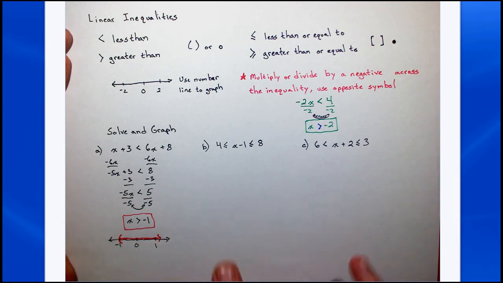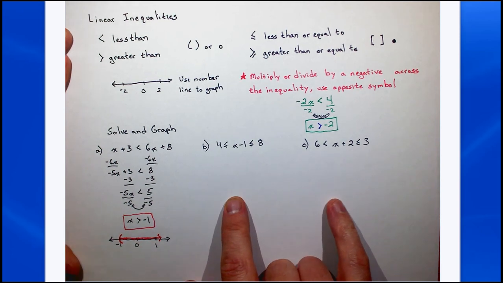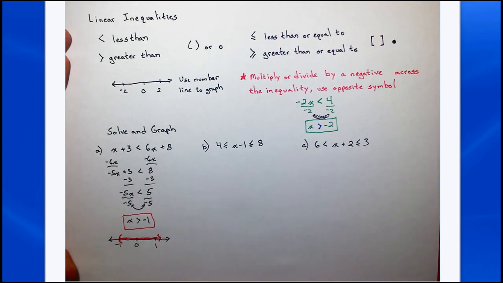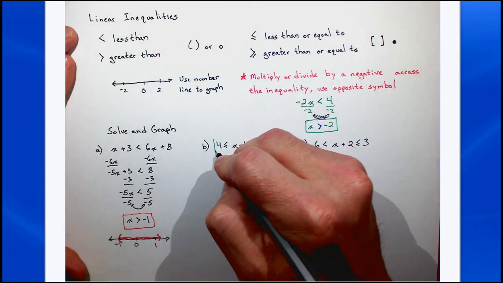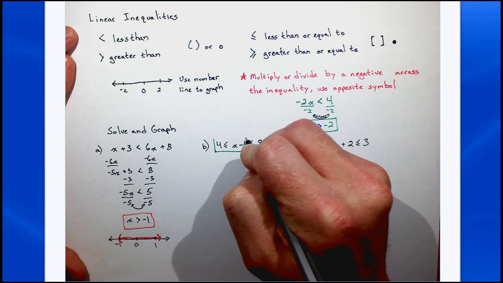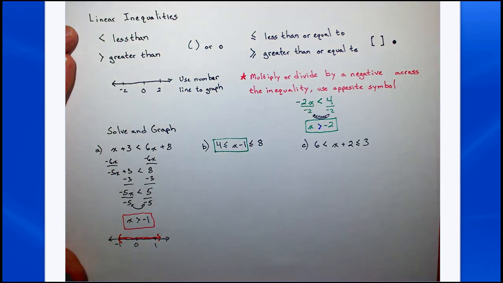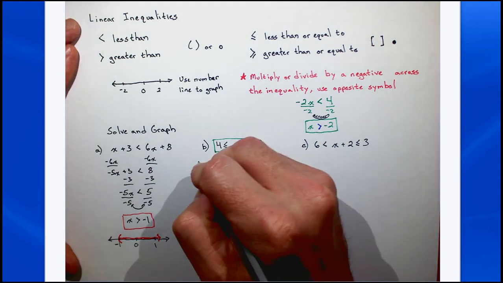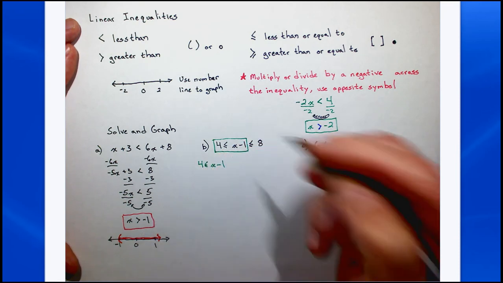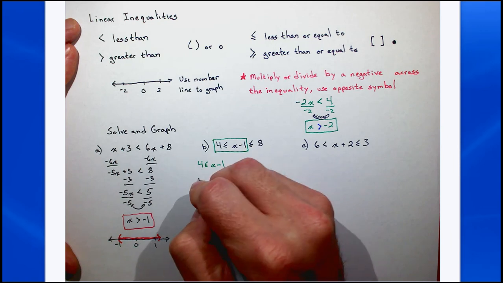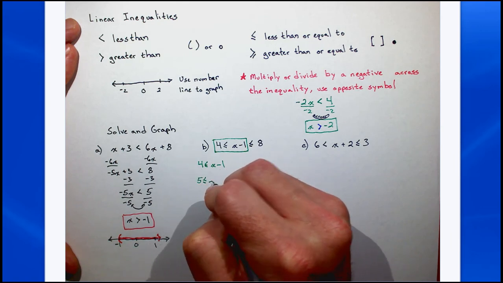Okay, the next two are complex inequalities or compound inequalities. What you must do is break them into two problems. So I'll highlight the first one right here. That's my first problem that I'm going to deal with. I'll use green to work that. Add 1 to both sides, so 5 is less than x.